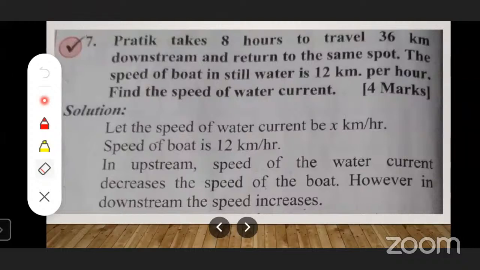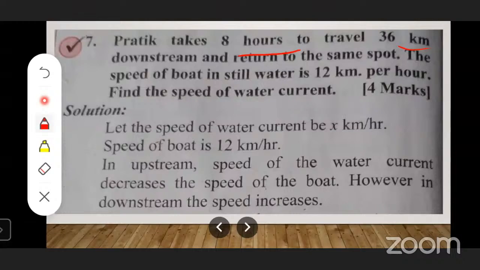See, what you have to find out? Speed of the water current. Okay, so first of all, you need to assume the speed of the water current is x kilometer per hour. See here, the units used are hours and kilometer. So you will assume the speed in kilometer per hour only, because the unit should be uniform everywhere.